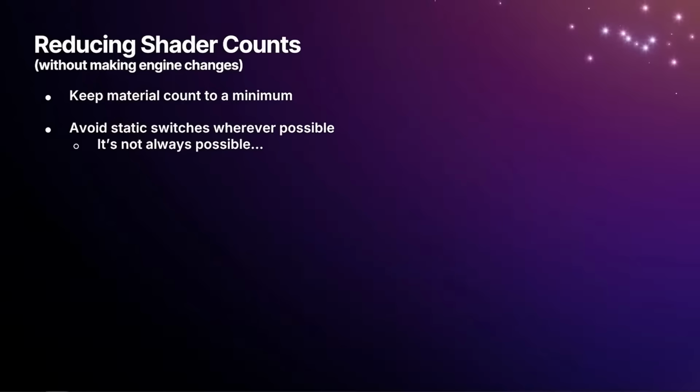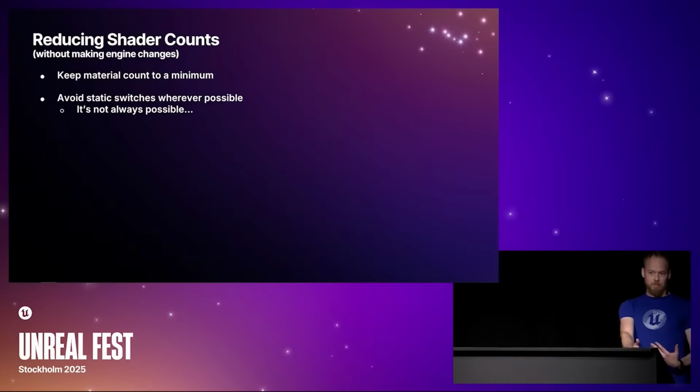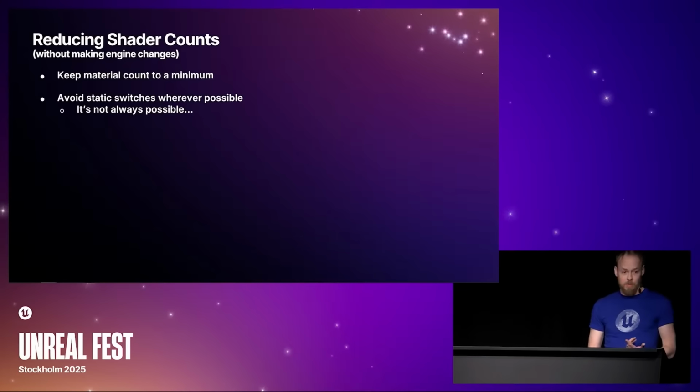Now, caveat, it's not always possible to avoid static switches. Material Translator currently doesn't handle dynamic branching around uniform parameters very well. It computes both inputs and then selects on the result, which is obviously not ideal. This is one of the things our new Material Translator is going to address, so stay tuned. It's in development right now. We don't have any promised versions yet, but it's coming.